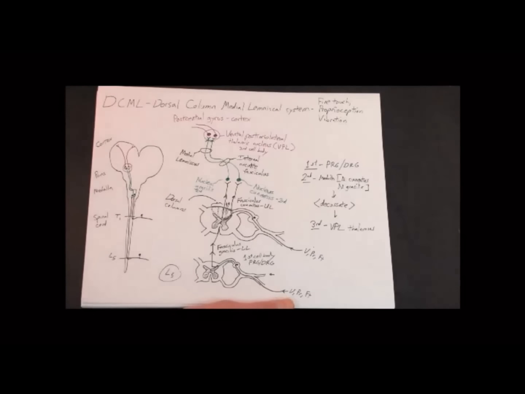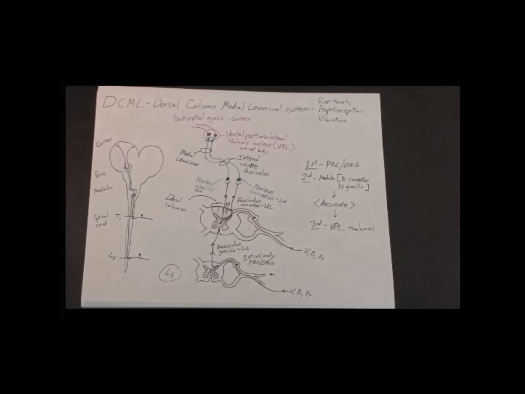Alright, we'll follow this up in a little bit with how the lesions of different areas of the spinal cord affect these systems, but first we're going to go to our other half of the somatosensory system, the anterolateral system.